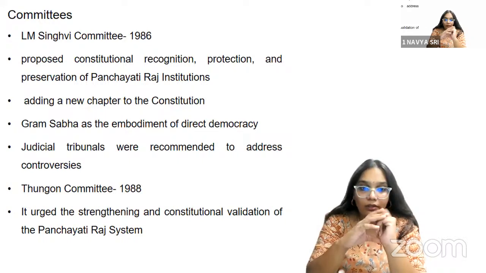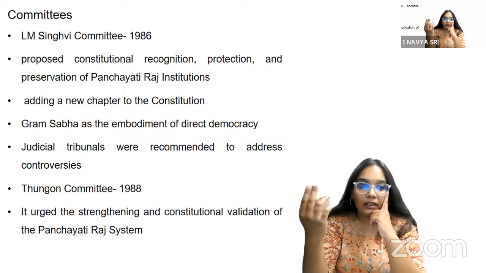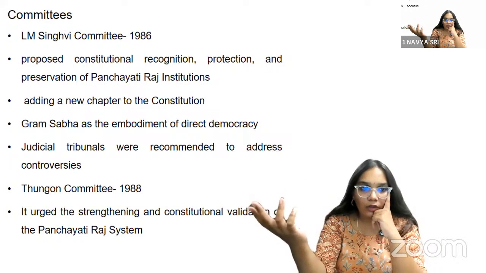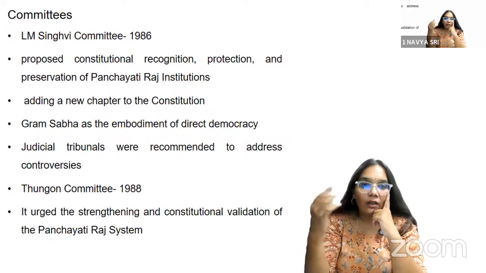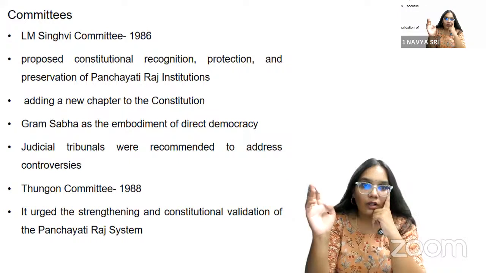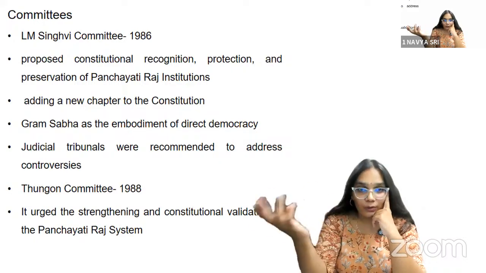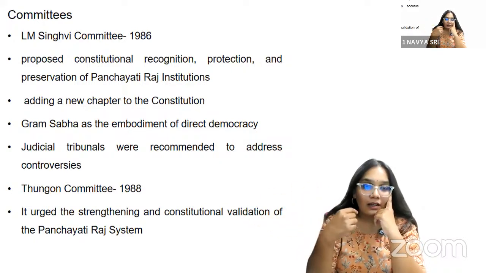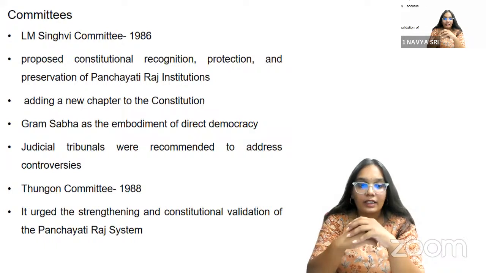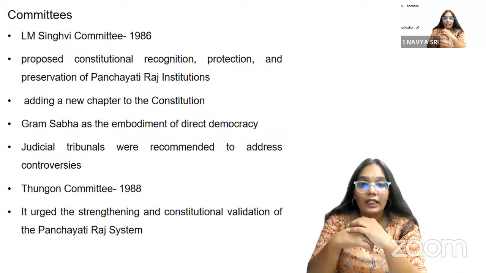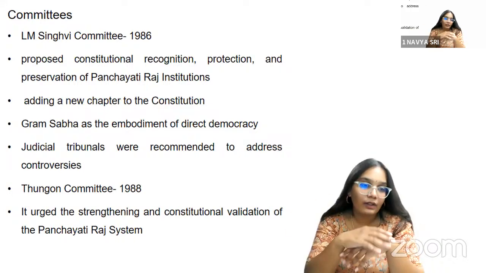So he called for adding a new chapter to the constitution, because he asked for this constitutional recognition and protection. It means you can amend the constitution and add a new chapter, which will hold the features of the laws pertaining to the 73rd and 74th Amendment Acts, the laws pertaining to the panchayat system and the municipal bodies, the functionary acts. So the Gram Sabha shall be the embodiment of direct democracy. Then judicial tribunals were recommended to address the controversies. So judicial tribunals should be established which will look into the issues at the grassroots levels.